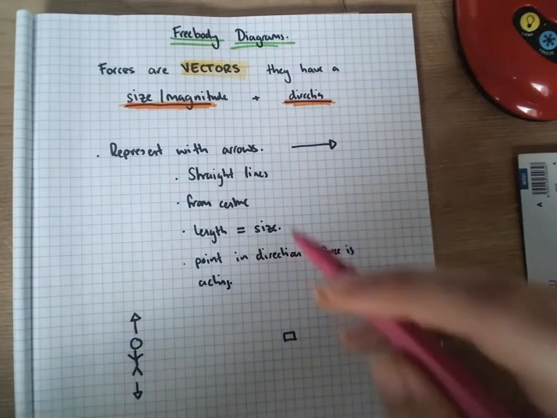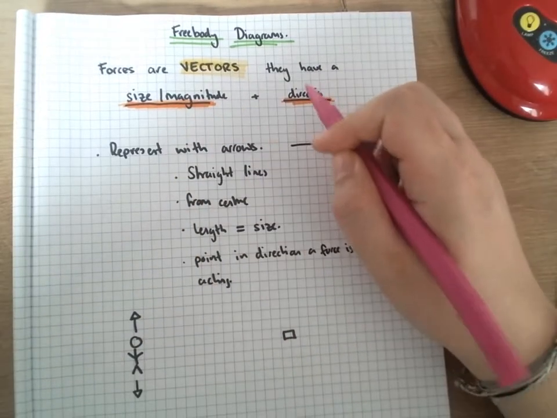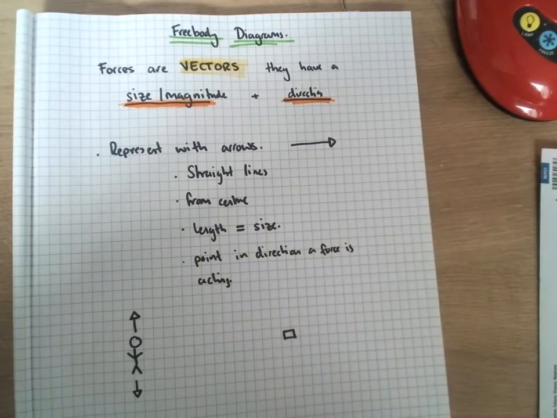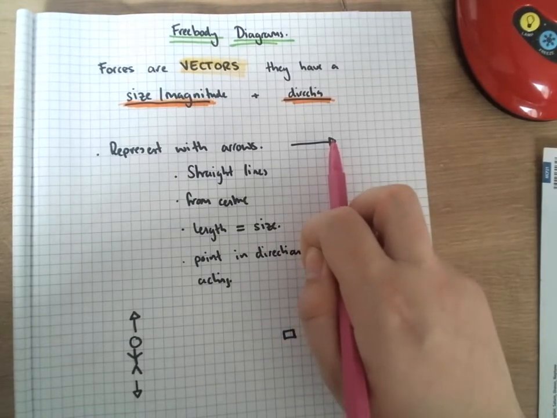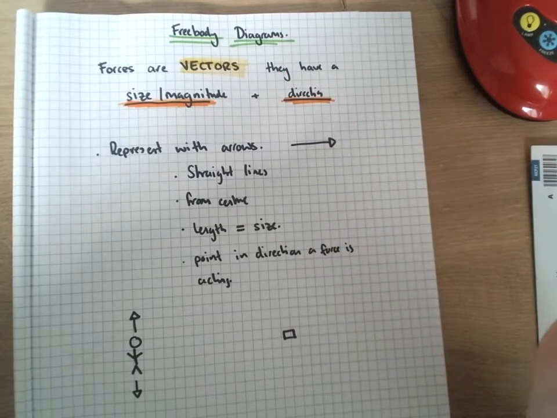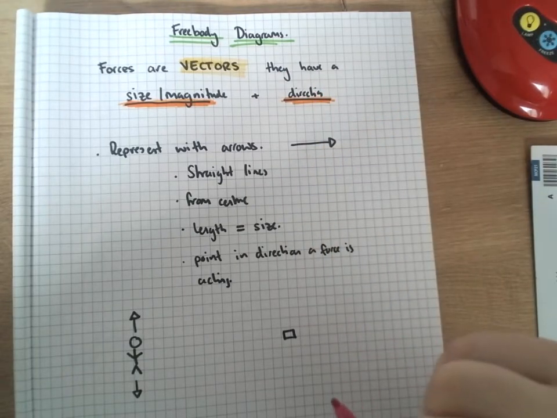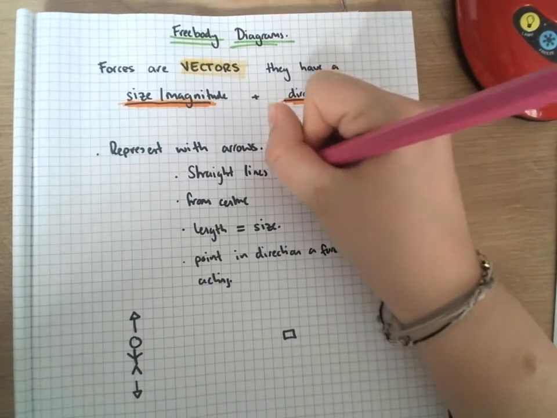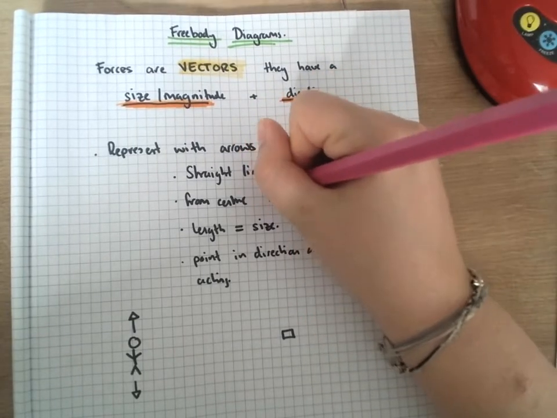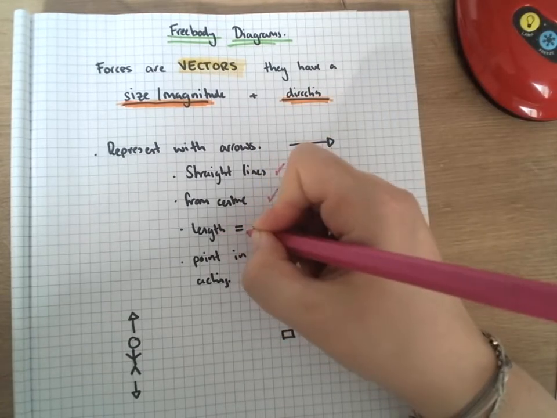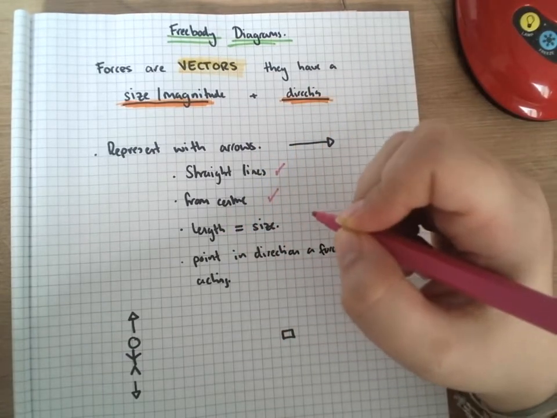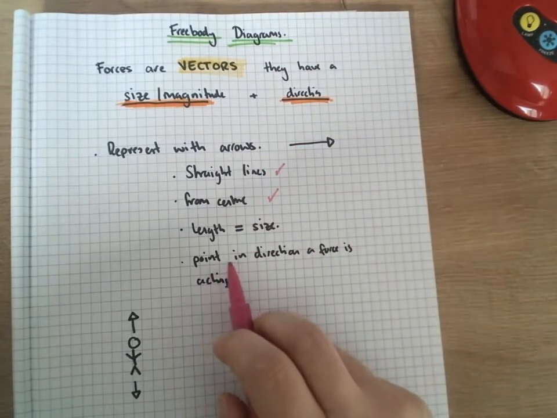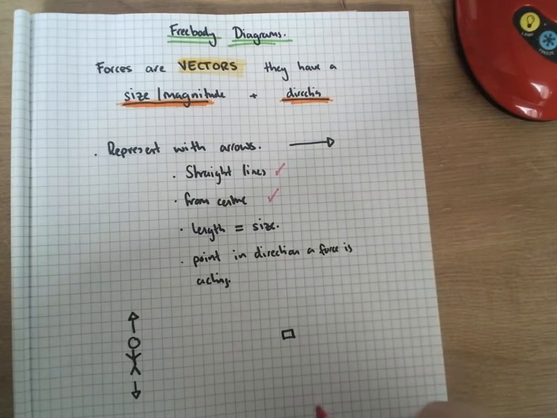So when something has, as well as having a size or magnitude and a direction, they're also known as a vector. And what that means is when I'm drawing these, I can represent them with arrows because arrows can help to show the direction. So there's a few little things that we need to watch out for when drawing a free body diagram. We need to be showing the arrows. We need to be using straight lines. We need to be drawing them from the center. The length should be in a scale representing the size. So if something's bigger, it should have a longer arrow. And they also need to make sure they're pointing in the direction that the force is acting.